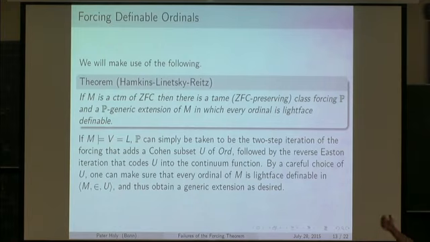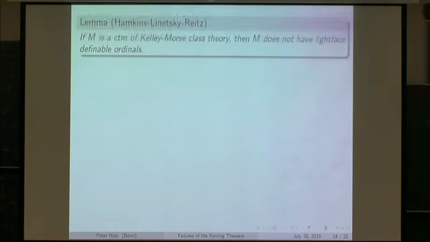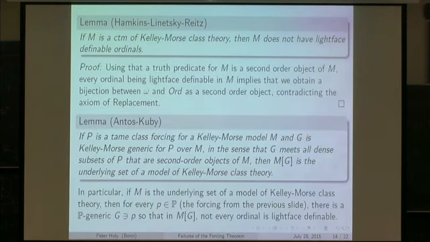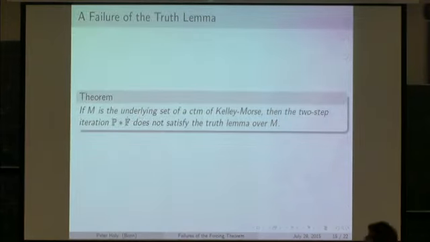Well, because take any condition in this forcing. So this forcing was this two-step iteration, which first adds a Cohen subset of the ordinals and then codes it into the continuum function. If you start with a model of Kelley-Morse, take any conditions, and now take a Kelley-Morse generic, then the generic extension satisfies Kelley-Morse, and thus by this lemma, it cannot have all ordinals light-face definable. I mean, it's a triviality. And so that's the main theorem.